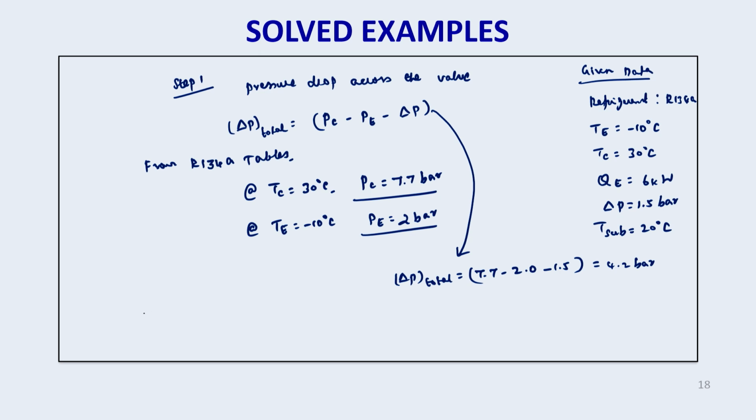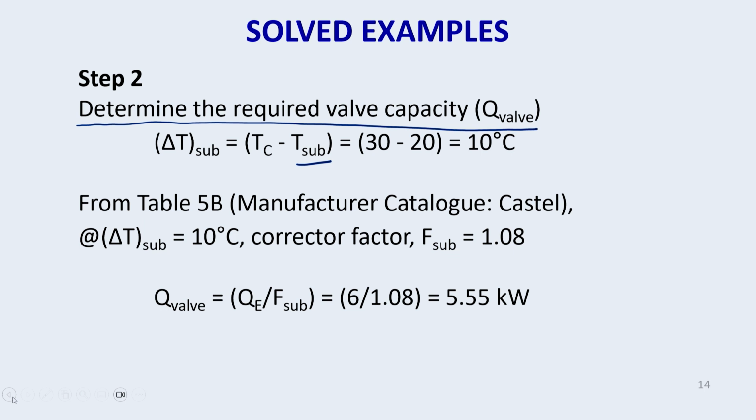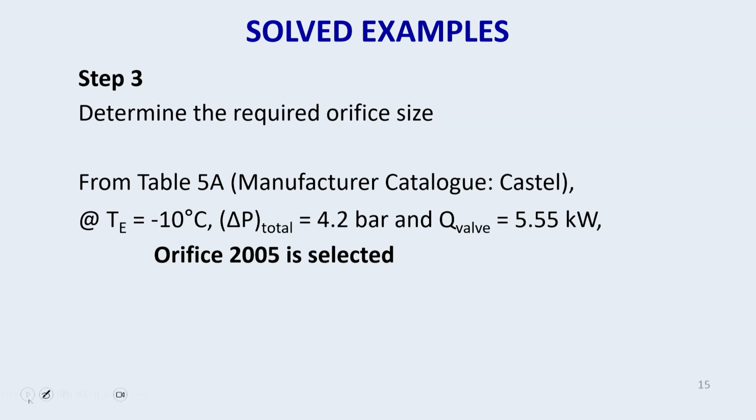So step 2 is valve capacity, that is Q valve. For that, the degree of subcooling is determined. Delta T, that is Tc minus Tb, is 10 degrees centigrade.